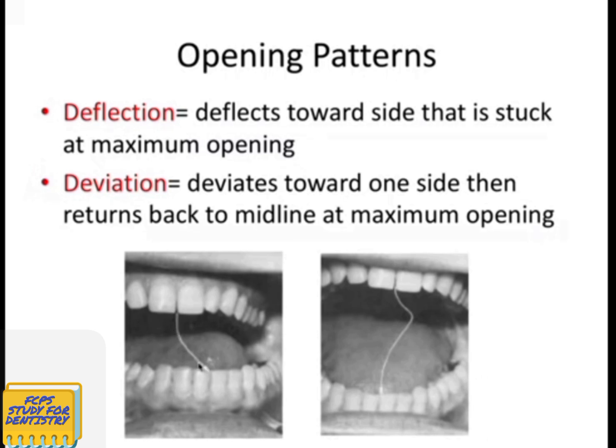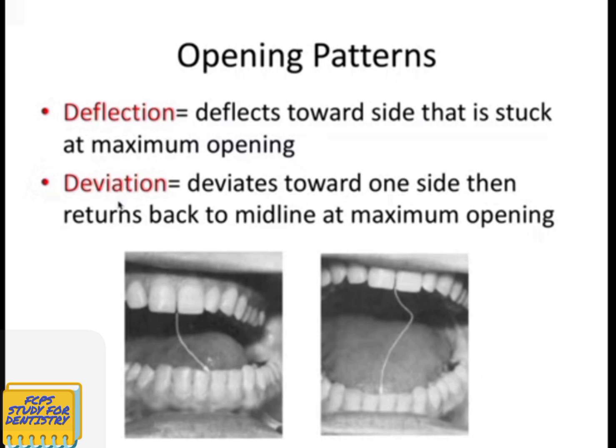In other words, if the right TMJ is stuck in place, the mandible is going to open to and deviate towards that right side. Another opening pattern is deviation, and this is where the mandible deviates towards one side and then returns back to midline at maximum opening. Now this one doesn't necessarily have to be involved with TMD. This could be a variation of normal.